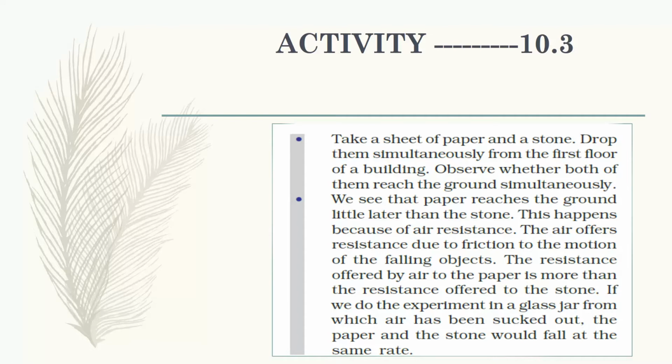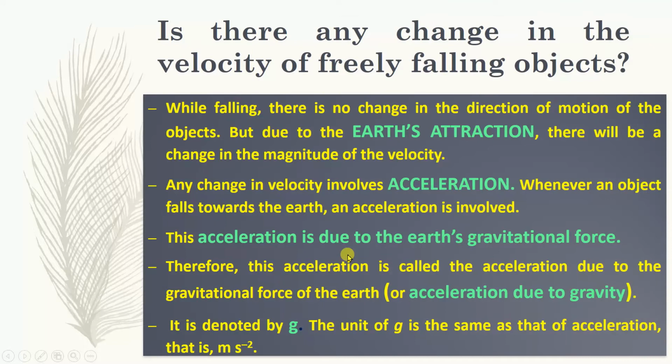The stone is very compact, very small. If we do the experiment in the glass jar from which air has been sucked out, as we have seen in the previous slide, then both paper and stone will fall at the same rate. This activity is given in your NCERT book also, and we did this activity in the previous class also when we studied fluid friction. Remember that? तो air resistance की वजह से the sheet will take certain time to fall. Otherwise, if it were a vacuum, then both the sheet of paper and the stone would have fallen at the same time. So let's explore further about the freely falling body.